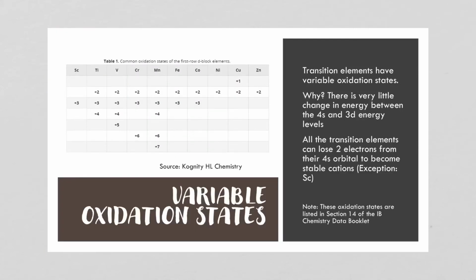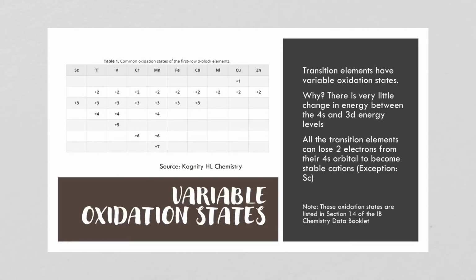So the first thing we're taking a look at is the variable oxidation states. Transition elements have more than one oxidation state, or at least some of them do. And that's because there's little change in energy between the 4s and the 3d energy levels. So all the transition elements can lose 2 electrons from their 4s orbital to become stable cations. And the exception is scandium. All of these oxidation states are found in the data booklet under section 14.